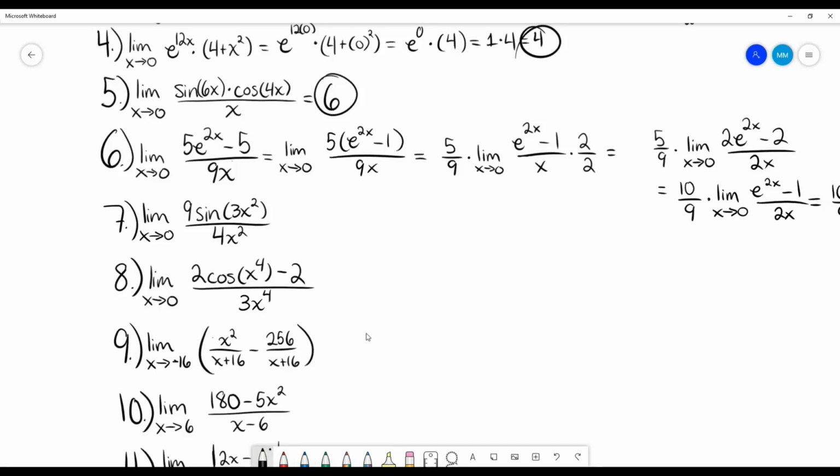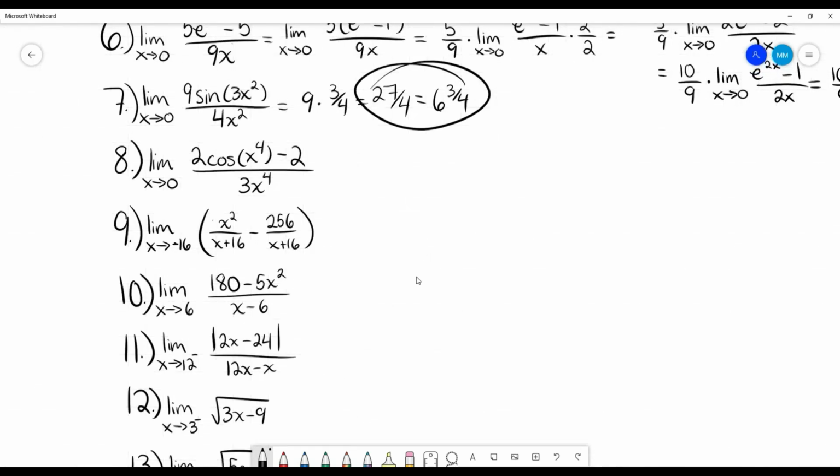So in the case we have here, we've got a sine with a 3x squared over a 4x squared. So that's just going to be 3/4. But we've got a 9 in the front. So it's going to be 9 times 3/4, or 27/4, which we can obviously rewrite as, I believe, 6 3/4. And that's our answer there.